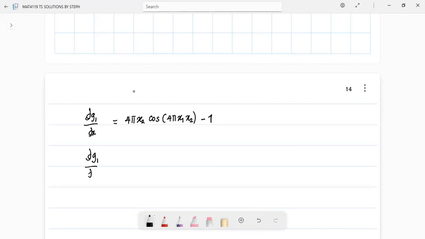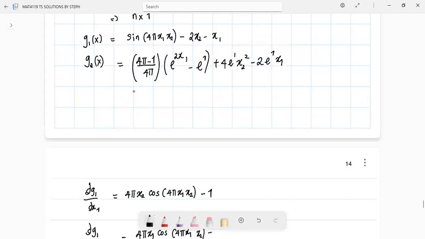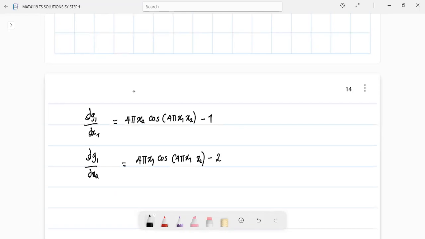And the partial derivative of g1 with respect to x2 will be equal to 4 pi x1 cosine 4 pi x1 x2, and then minus, that will just be 2.